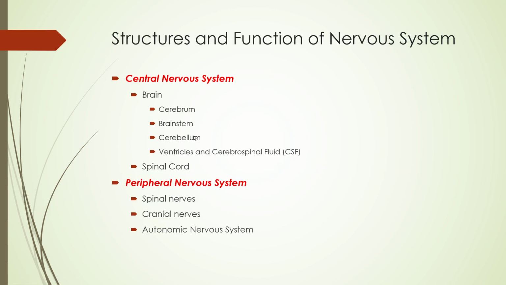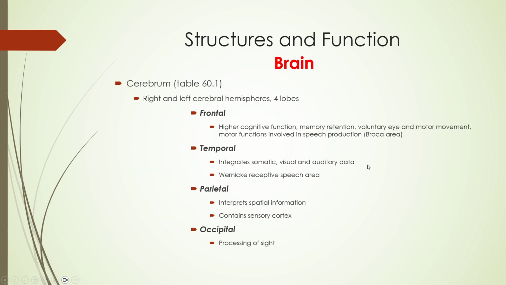Okay, so we're first going to talk about a brief review of the anatomy and physiology of the nervous system, the central nervous system and the peripheral nervous system. The central nervous system includes the brain, which includes the cerebrum, brainstem, cerebellum, ventricles, and cerebral spinal fluid, as well as the spinal cord. And then the peripheral nervous system includes the spinal nerves, cranial nerves, and autonomic nervous system.